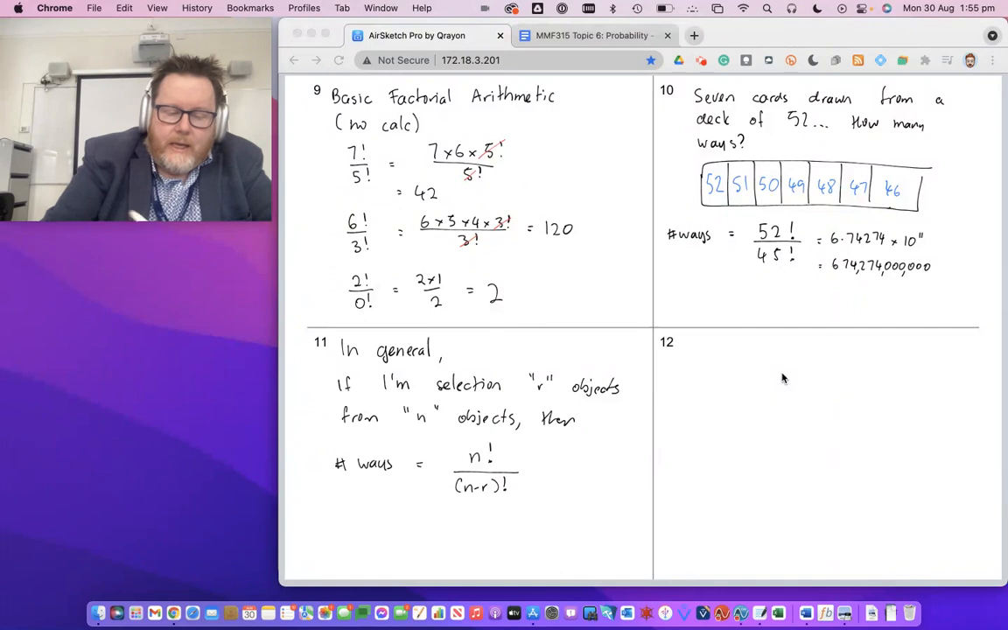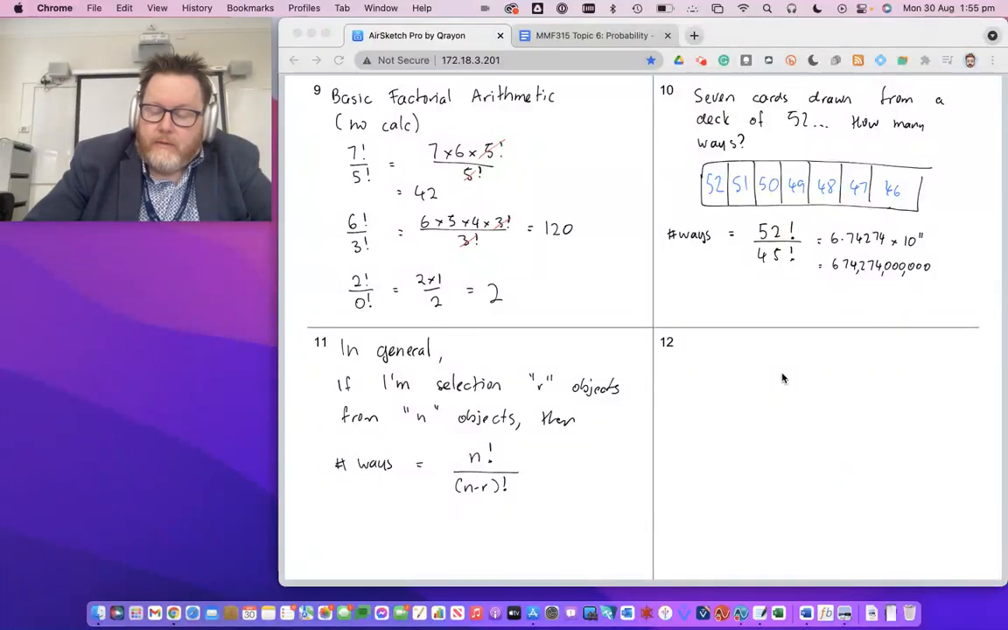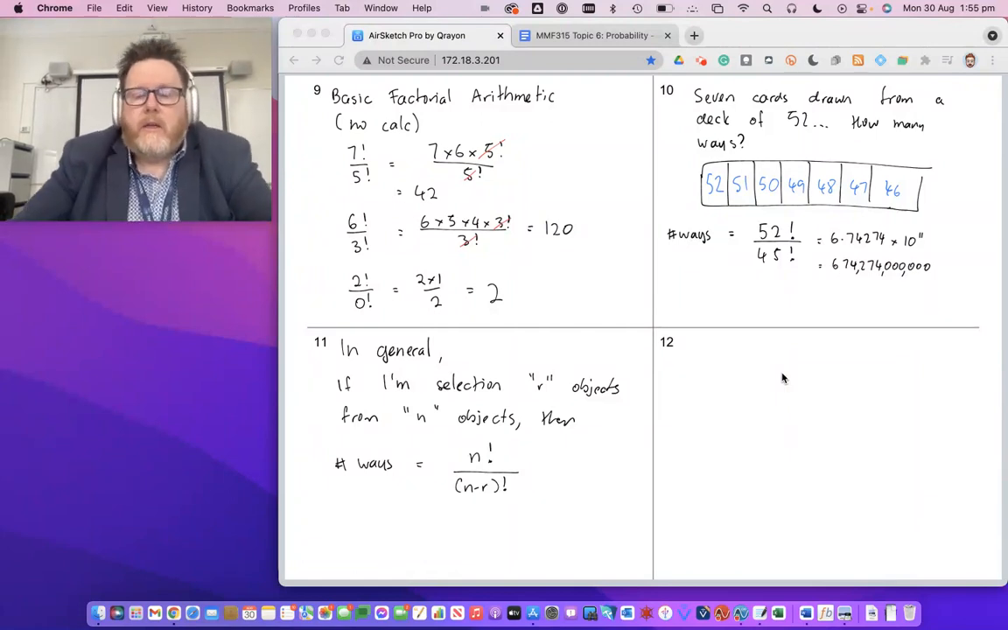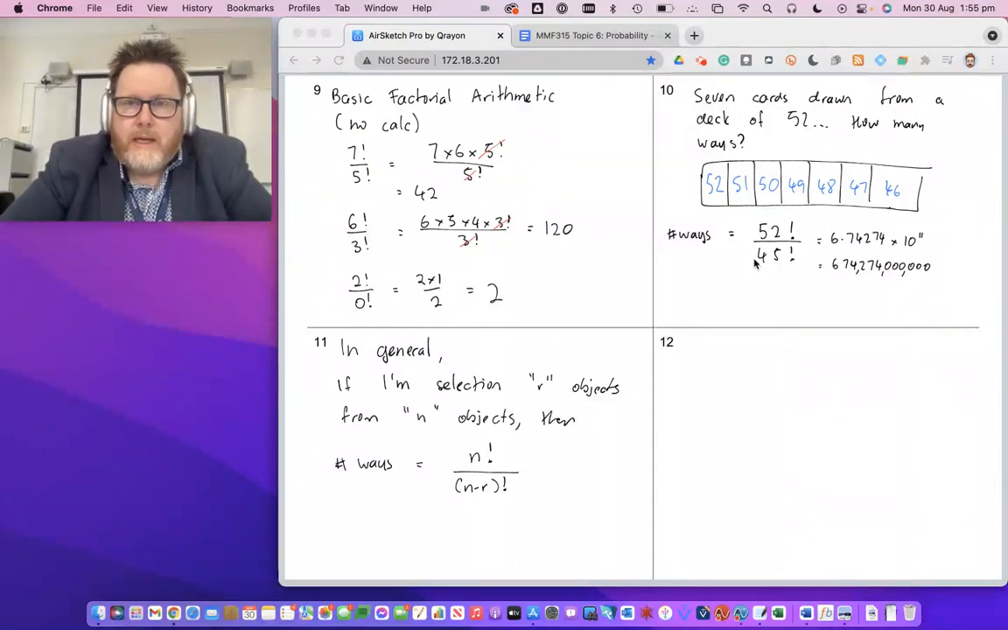So having a look at the example again, N factorial, because there are 52 cards, they're the objects, so it's 52 factorial on top. But then I need to cut out from 45 onwards, and that's N minus R. 52 minus 7 is 45, and that gives us our bottom number. Okay, I'll leave the video here. You have a go at the few problems that I've got for you in 10B, and then we'll focus our attention on combinations.